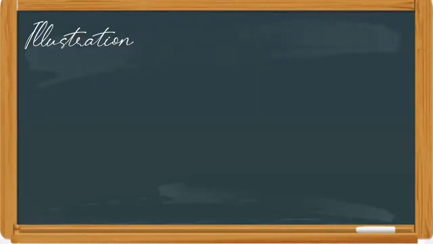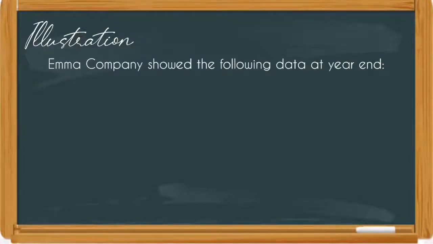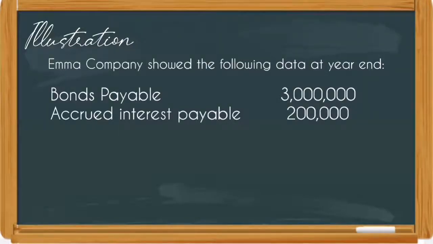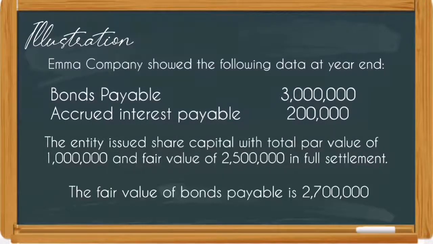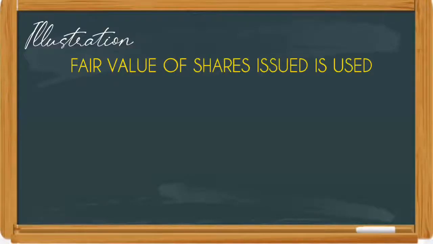Now, ito ang example. Emma Company showed the following data at year-end. Bonds payable, 3 million, accrued interest payable, 200,000. The entity issued share capital with total par value of 1 million and fair value of 2,500,000 in full settlement. The fair value of bonds payable is 2,700,000. Diba may order of priority tayo kanina? Since given naman yung fair value of shares issued, ito muna yung una natin gagamitin.